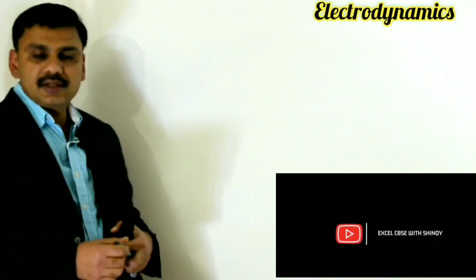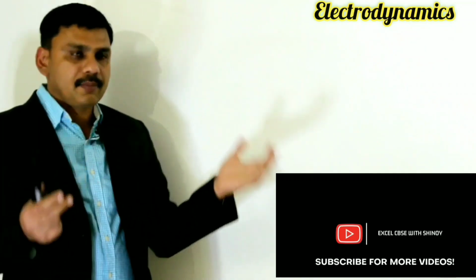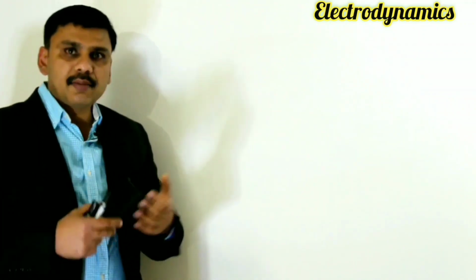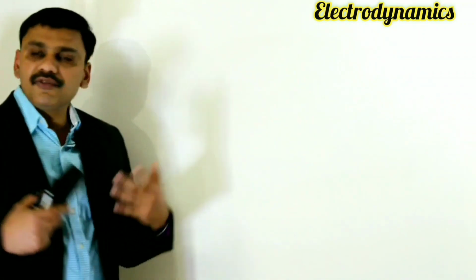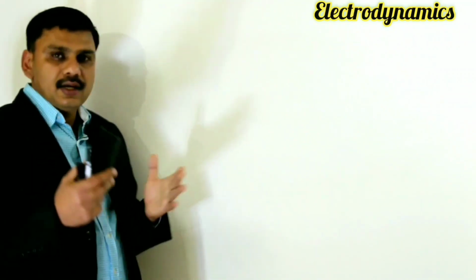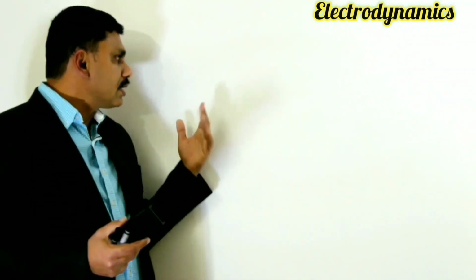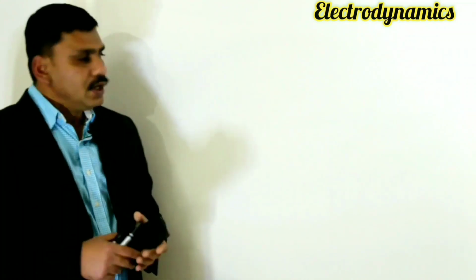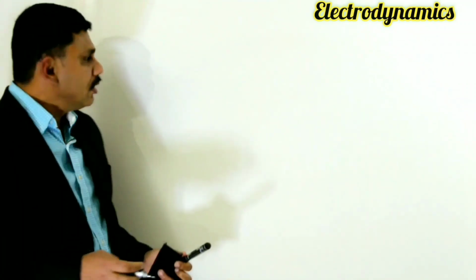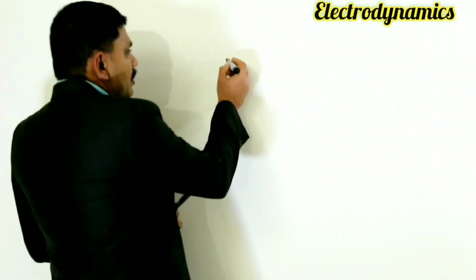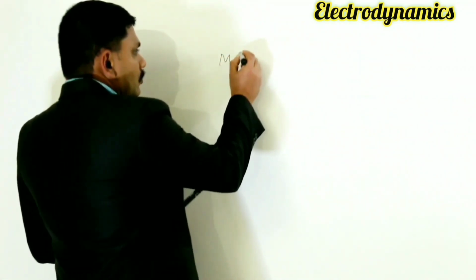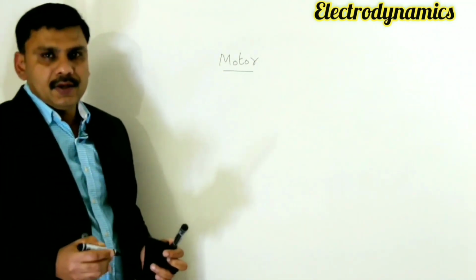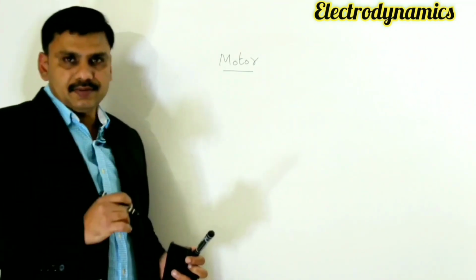Electrodynamics means the relation between electricity, magnetism, and some mechanical phenomena. It relates electricity and magnetism with some mechanical phenomena. In that unit, first I am discussing the motor. Some simple questions can be asked from this section.